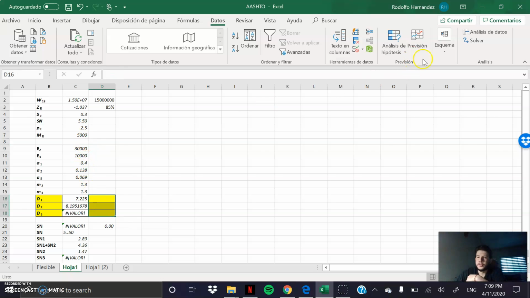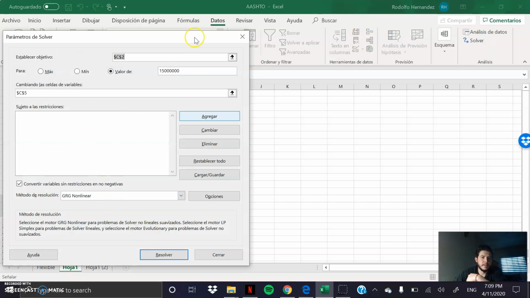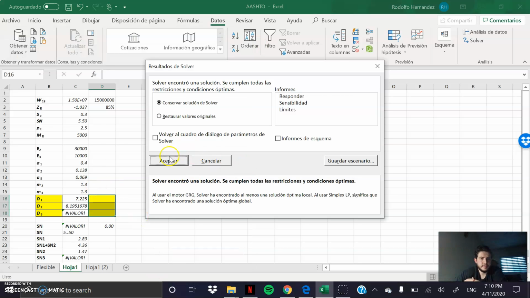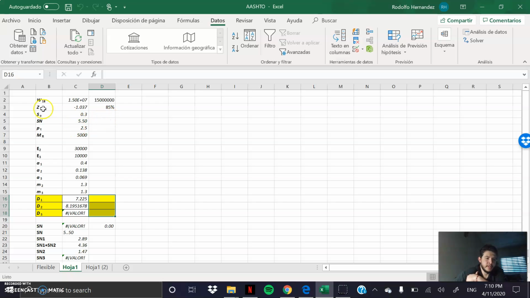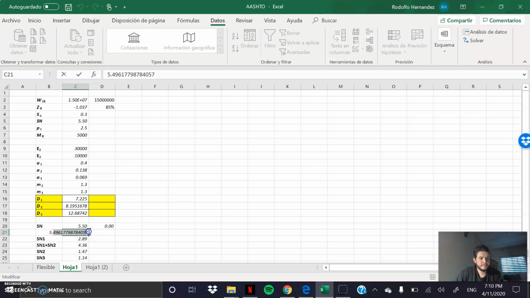First thing we need to do is go to Solver. Plug here 15 million. These are the SLs. Solve. And what it did, it gave us the structural number for SLs of 15 million. So copy this number, plug it in here, and round it up to 5.5.